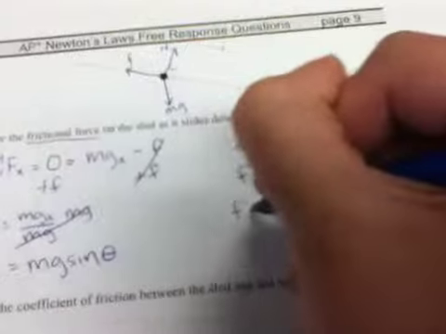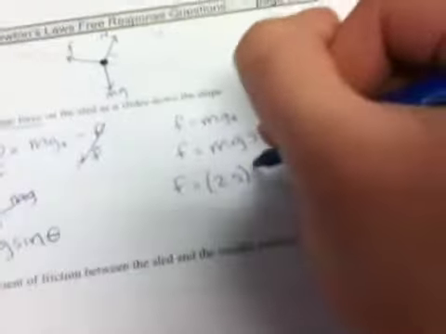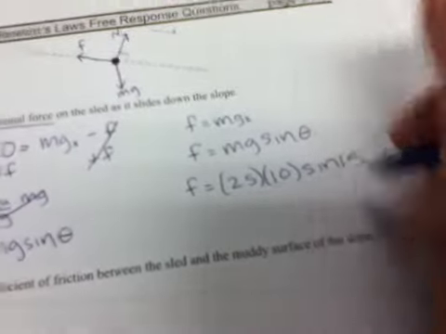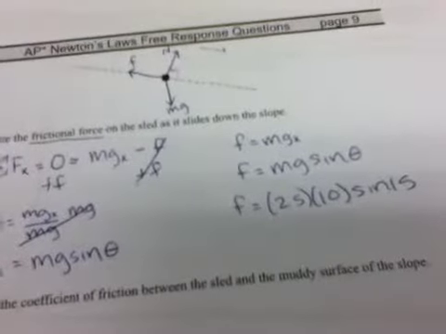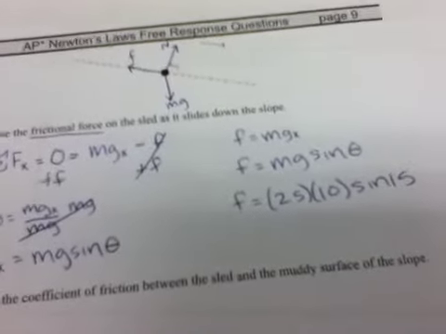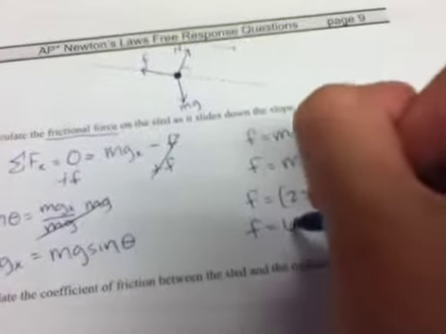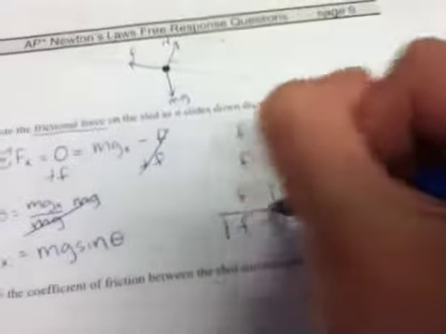And so now we can plug that in. So we know that our m is 25, and our gravity is 10, and our angle is 15. And so we end up with 250 times sine of 15 is going to equal our frictional force of 64.7 newtons.